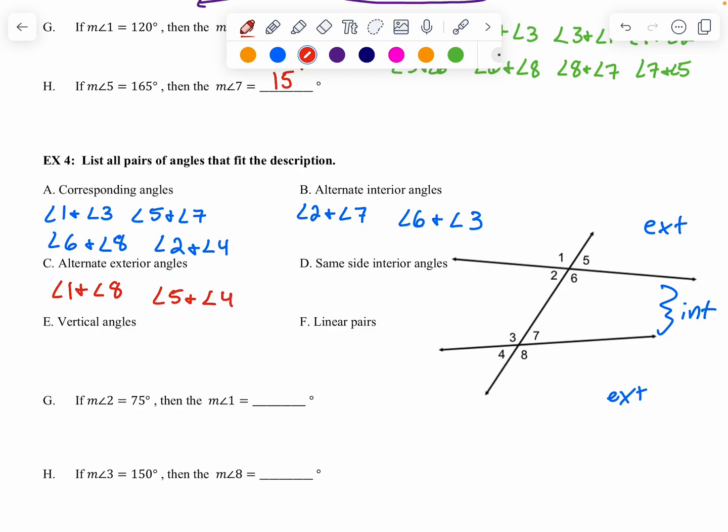Then we have same side interior. So on the inside, 6 is on the same side as 7. And 2 is on the same side as 3. Vertical angles, each group will have a set. So like 1 is across from 6. And 2 is across from 5. And the other set, 7 is across from 4. And 3 is across from 8.